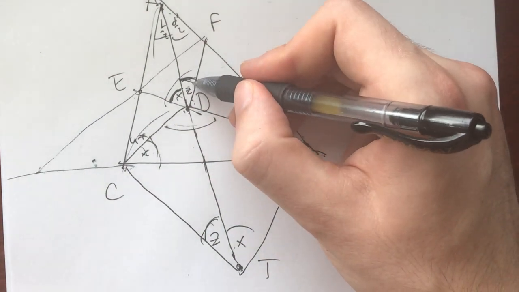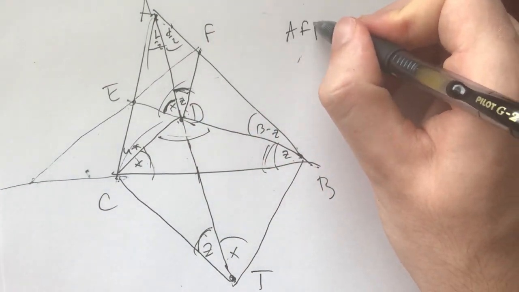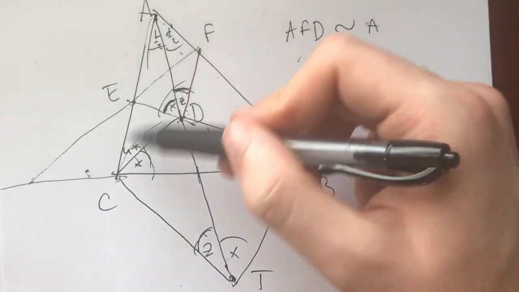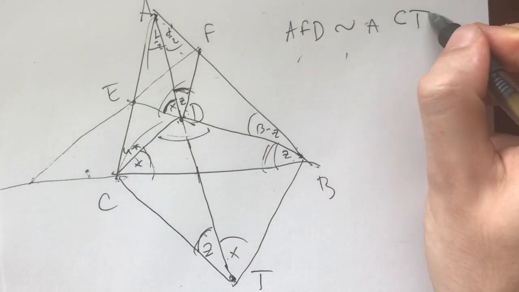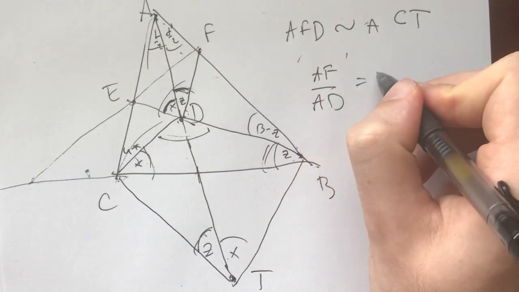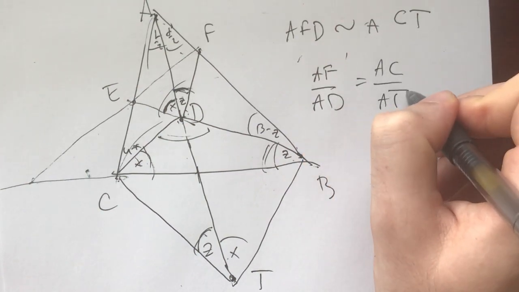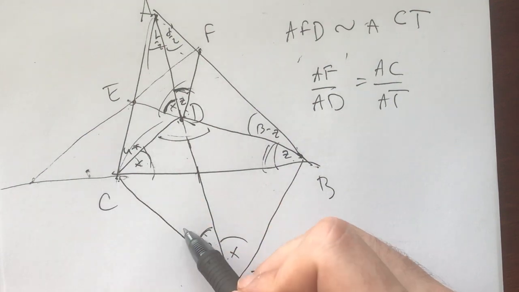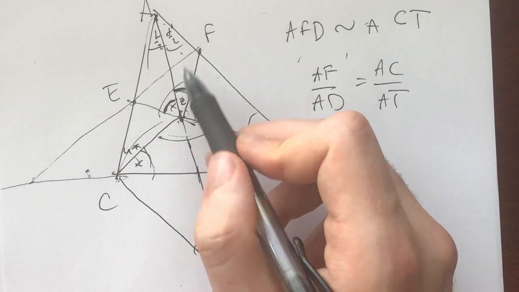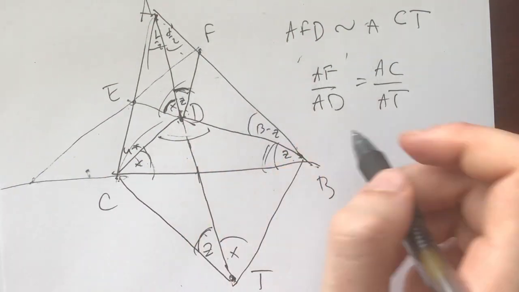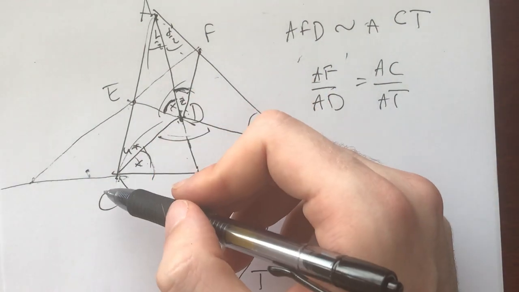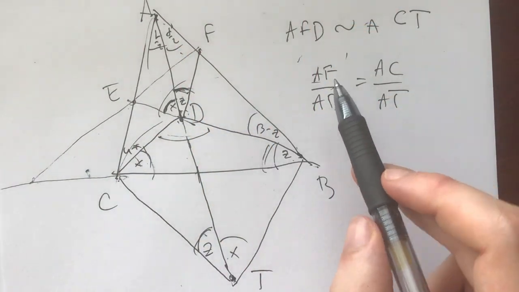So let's see. We have that AFD is similar to, so A, again we need an A, F is the acute, so ACT. And so this gives us AF over AD is AC over AT. Before going into CT and FD, which seem less useful, more complicated, I wanted to see these. And now what do we have? AF over AD is AC over AT. Okay. Now what do you notice with this?